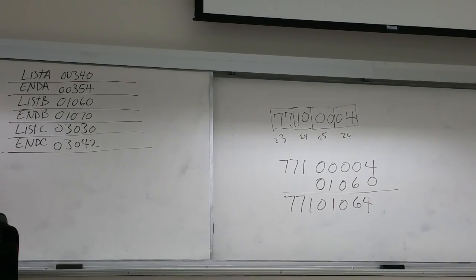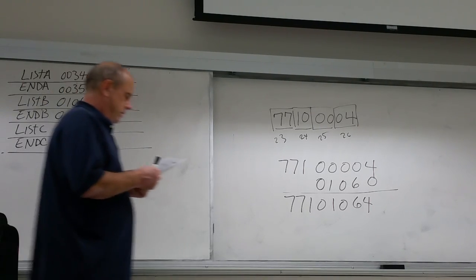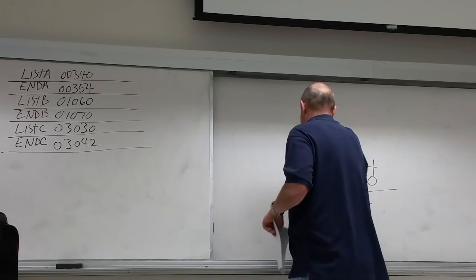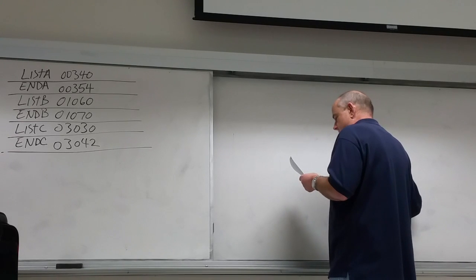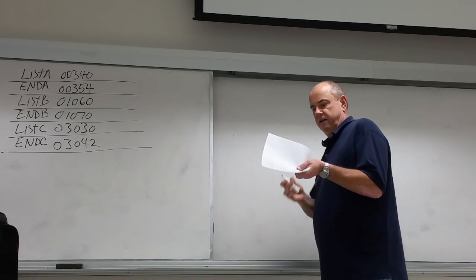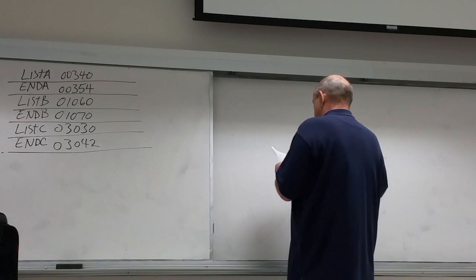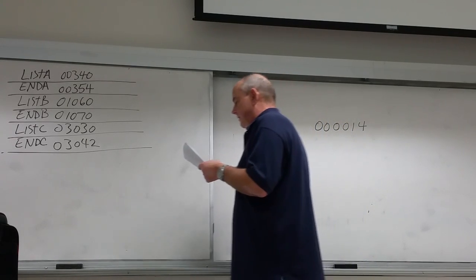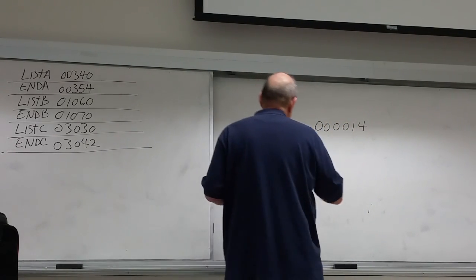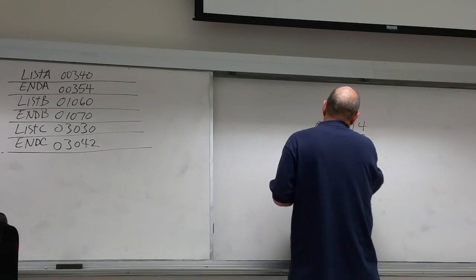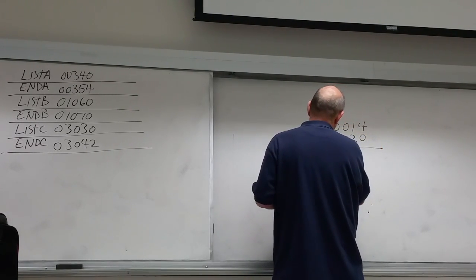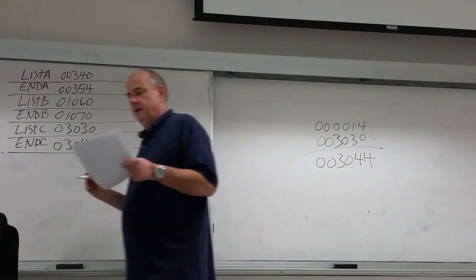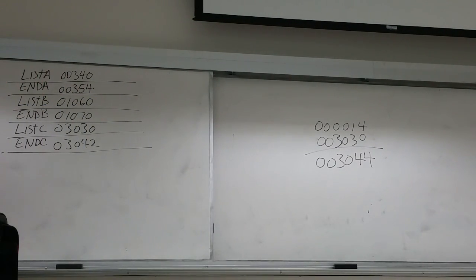So we have 000014, and we have to modify that. It says go to address 54 and take 6 half bytes, and add list C to it. List C is 3030. And what do we have? 003044. This isn't terrible, is it?